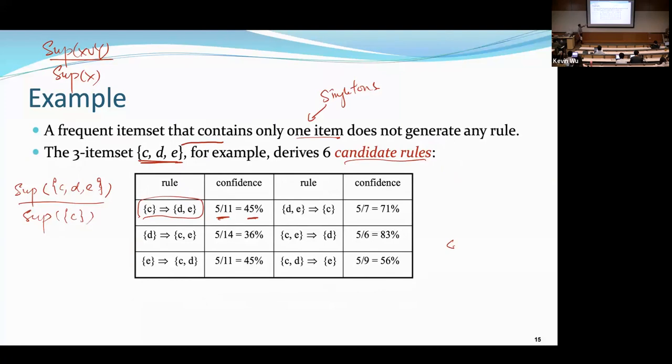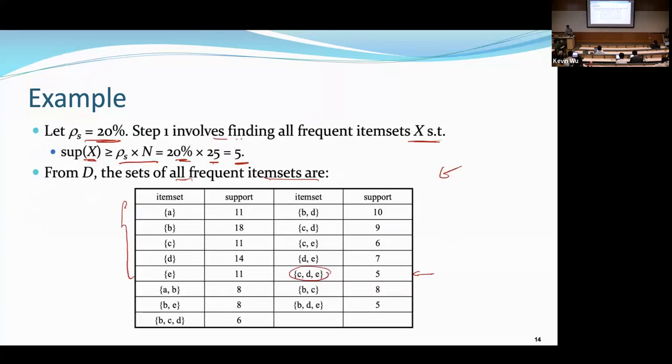So we check the confidence of all of these 6 rules that we derived from the frequent item set CDE. And then we repeat this process for the other frequent item sets. Partition it into left-hand side and right-hand side, check the confidence, etc.